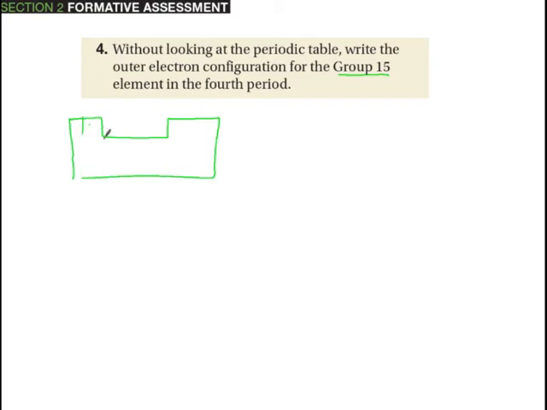1, 2. Here are 3 to 11, then 3 to 12, then 13, 14, 15. So we are dealing with this one. So it is p block. The last electron should end in the p block, and the arrangement includes 4 shells. So let's keep on configuring.